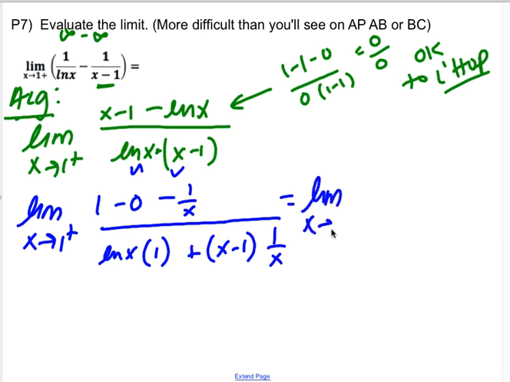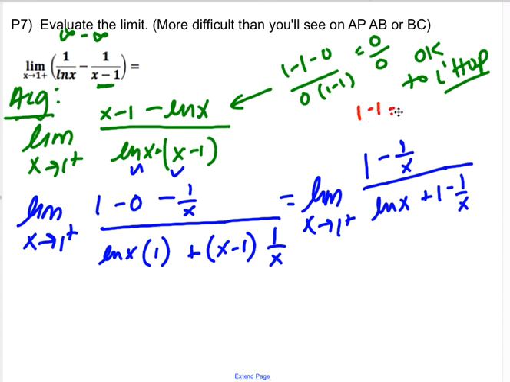So this is the limit as x approaches 1 from the right of a 1 minus 1 over x, right? And on the bottom, I get natural log of x. When I distribute this 1 over x, I'm going to get plus 1 minus a 1 over x, right? So if I plug in again, I'm going to get 1 minus 1, which is definitely a 0 on the top, and on the bottom, I'm going to get 0 plus 1 minus 1, which is definitely a 0. So yet again, it's a 0 over 0, and I am yet again okay to do L'Hopital's.